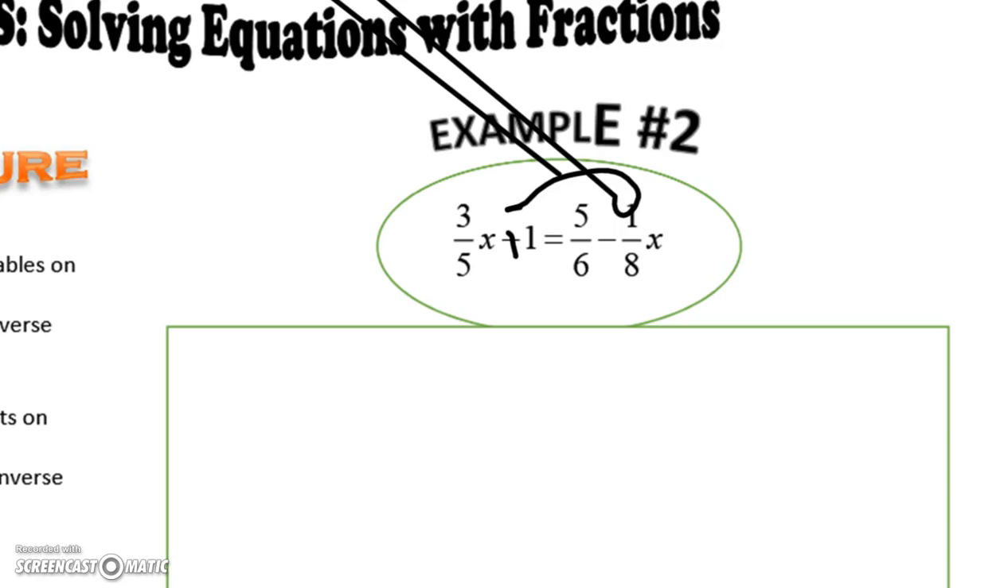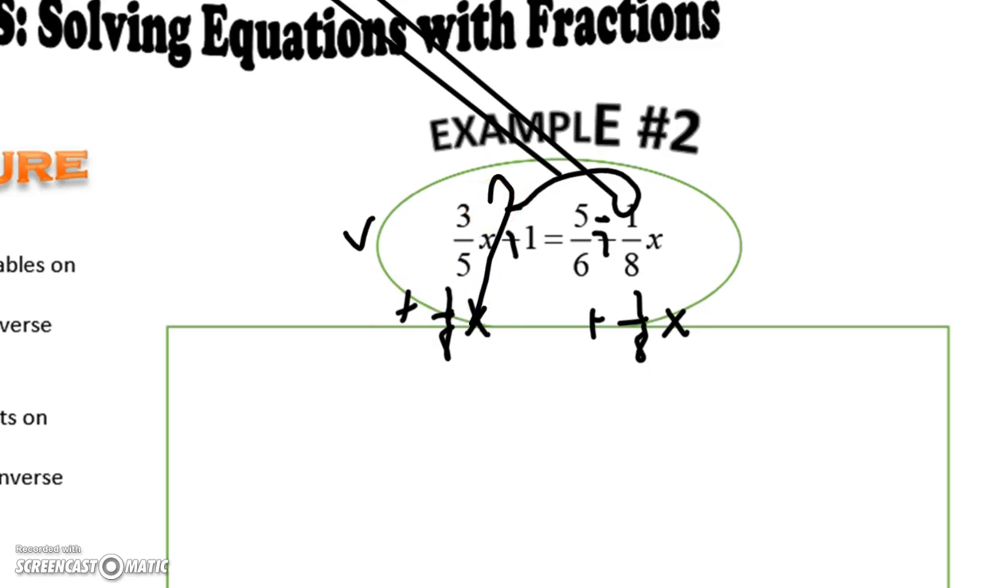And I apologize, I'm not sure why I have all those extra lines on there. So I'm going to do the same procedure as before. I'm going to get all my variables on the left side. And so I'm going to use the additive inverse, negative 1/8 x. So I'm going to add a positive 1/8 x to both sides.